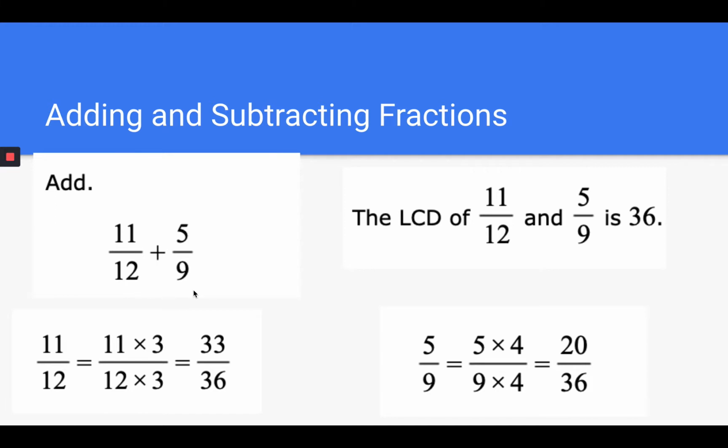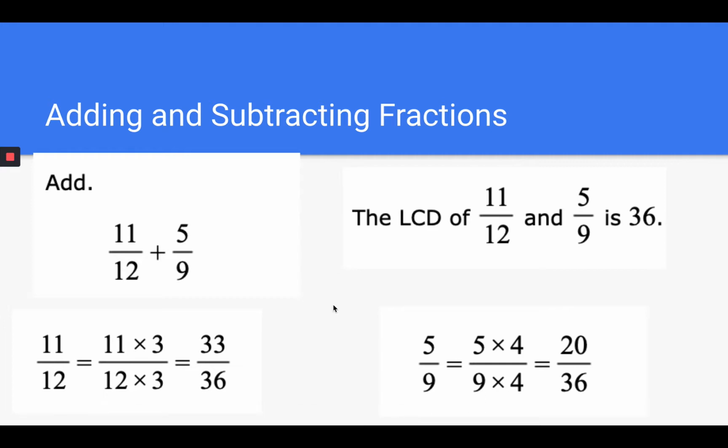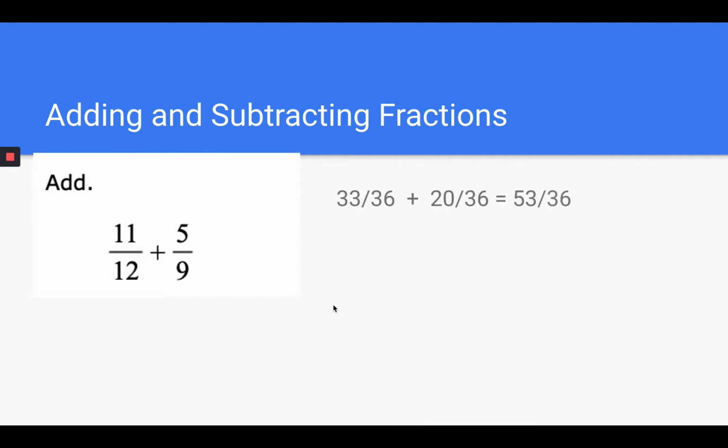All I've done, just to recap, is I figured out that the smallest multiple of 12 and 9 is 36. So I've timesed both the 11 and the 12 by 3, which gives me 33/36. And I've timesed both the 5 and the 9 by 4. All right, now I've got 33/36 and 20/36, and I can just add them. Gives me 53/36.